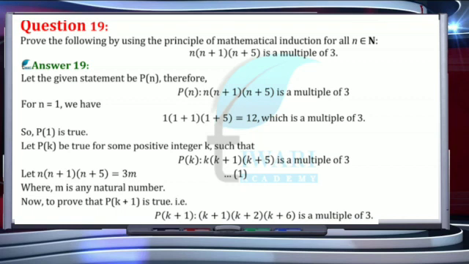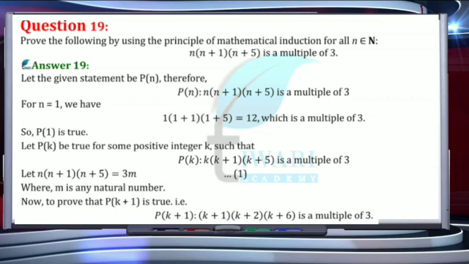Next we will consider that it is true for n equal to k, that is P of k is already true for some integer k. So Pk will be stated as k (k plus 1) (k plus 5), which is a multiple of 3. So if a number is a multiple of 3, that means we can write it as 3 into some natural number. So we are rewriting it as k (k plus 1) (k plus 5) is equal to 3m. We are going to use this in our P of k plus 1.